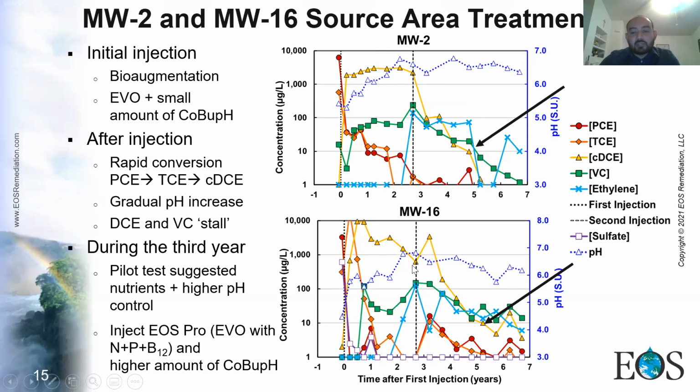And you can see after the second injection that the stall was overcome, the DCE and VC decreased, and finally some ethylene was produced. Therefore, the site achieved a closer step towards completion. As I said, it's a very challenging site, but we overcame the main challenges here.